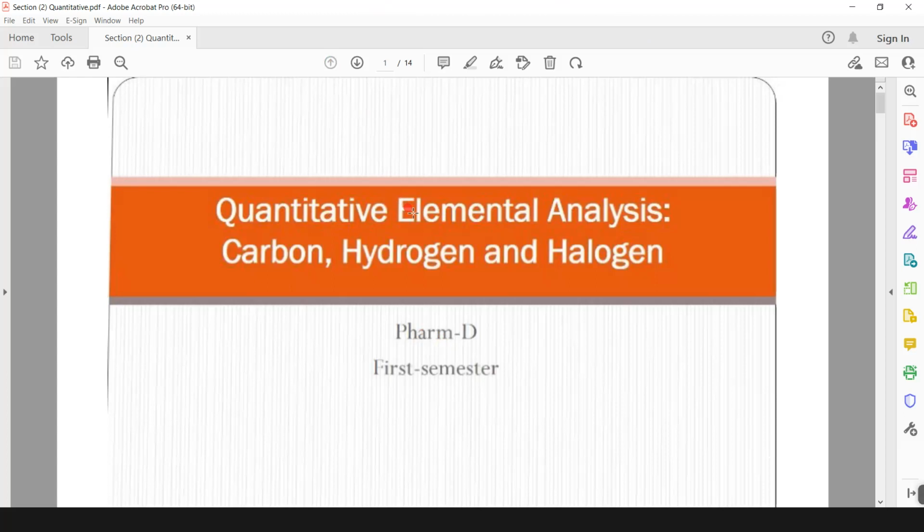What do you mean by quantitative? Quantitative comes from the word quantity, so it means the amount or the weight of the compound. I want to determine the weight of something or the amount of something. Okay. We are dealing with organic compounds, so we mainly talk about carbon and hydrogen. So in this section, our aim is to determine the weight of the carbon and hydrogen in my organic compound. Okay, so we will divide our section into 5 main points.